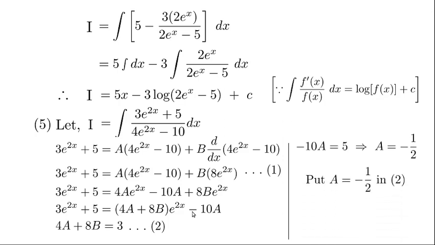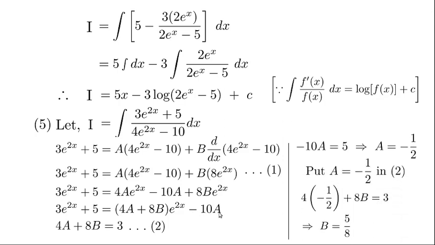So if you put a equal to minus half in equation 2, we'll get the value of b, and b is 5 by 8. And put these two values, a equal to minus half, b equal to 5 by 8 in equation 1.